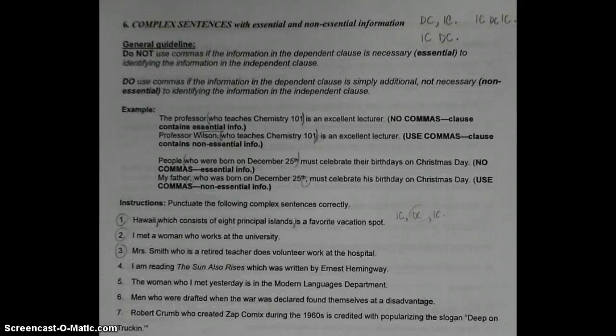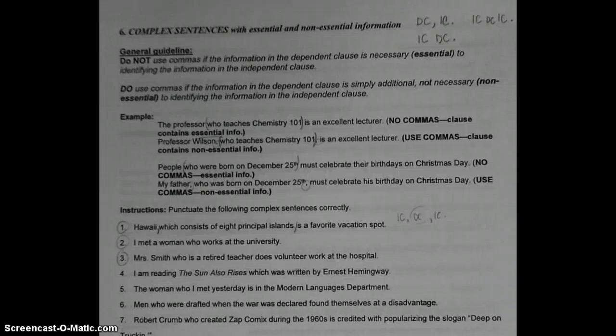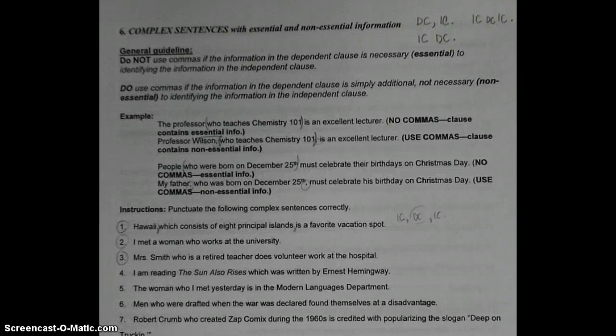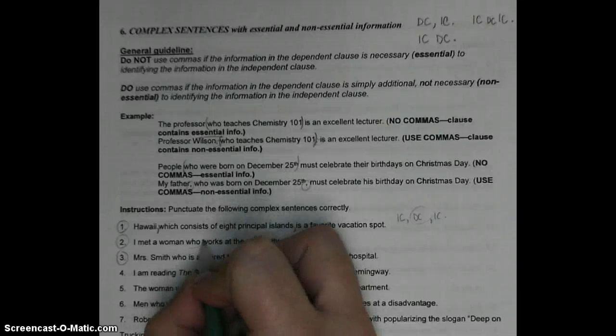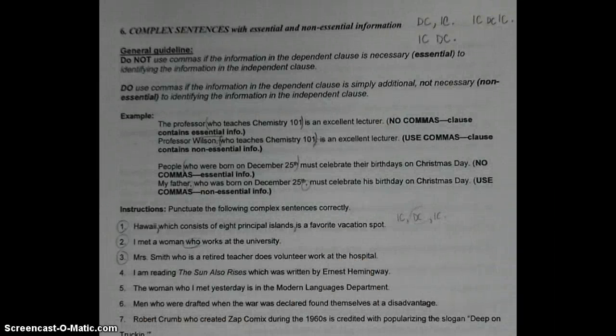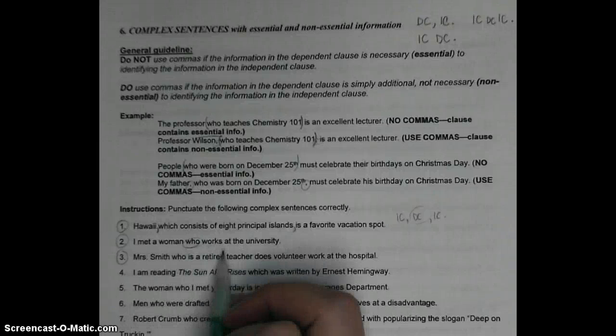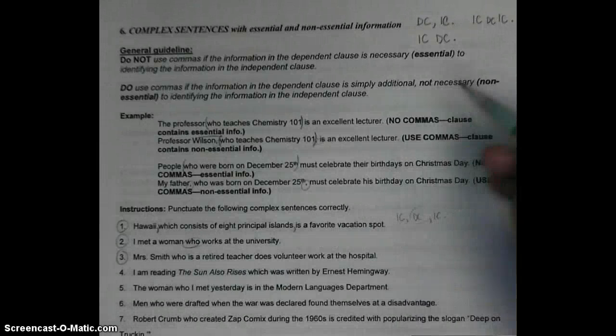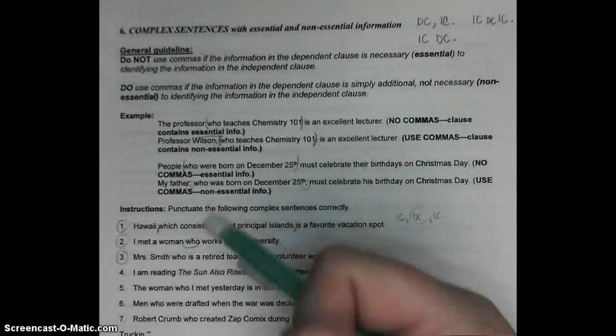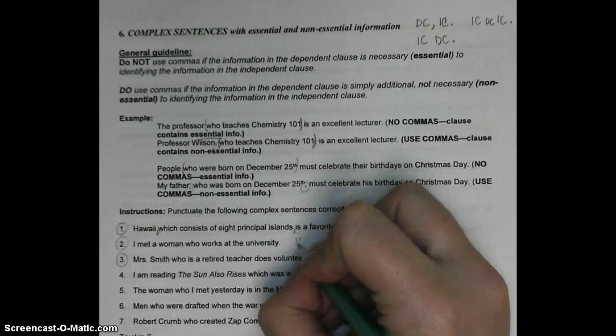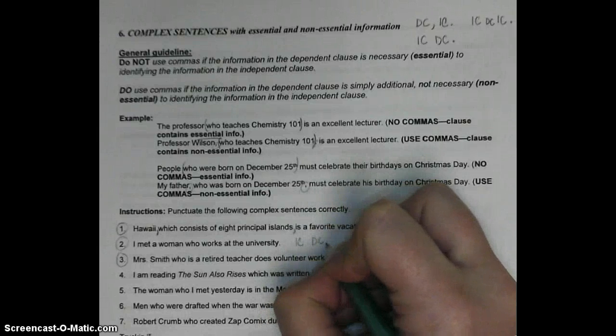I met a woman who works at the university. I'm going to look for my subordinate clause or my relative pronoun first. In this case, it's right here. It's who works at the university. I met a woman who works at the university. This looks like essential information to me. Otherwise, we've just met a woman. Plus, my independent clause is first, and my dependent clause is second, so I normally have no comma. So I'm going to leave it as is, no comma. I've got independent clause, dependent clause.